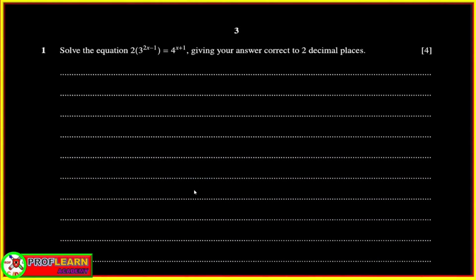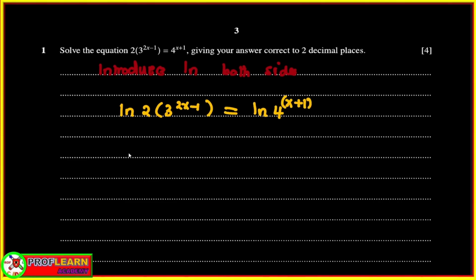Solve the equation 2 times 3^(2x-1) equals 4^(x+1). Give your answer correct to 3 decimal places. And the first thing that we need to do here is introduce ln on both sides, so that we can be able to start working it out.